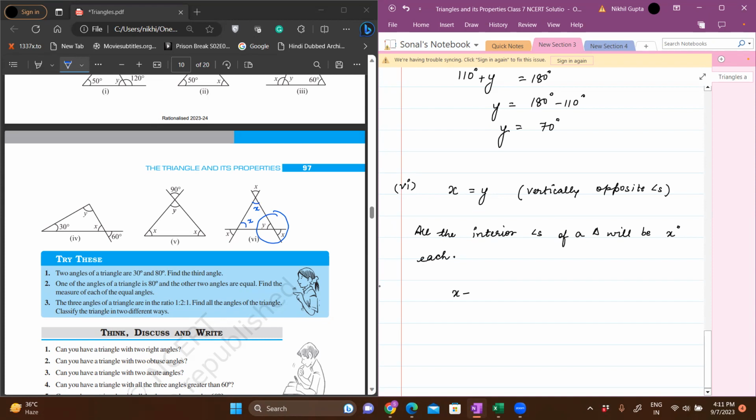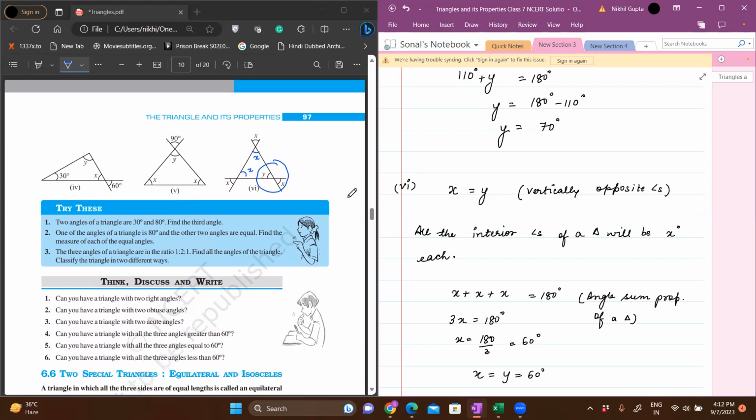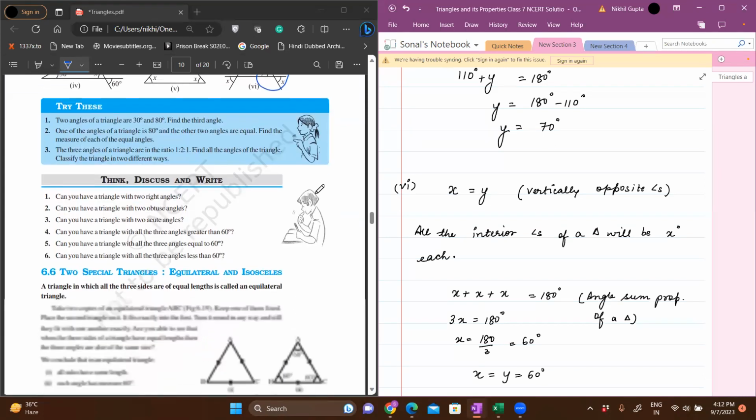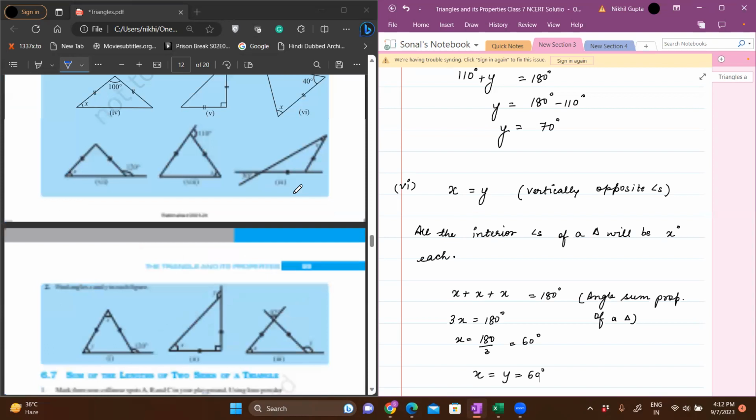We can say that x plus x plus x is equal to 180 degrees because of the angle sum property of a triangle. That is, 3x is equal to 180 degrees. x is equal to 180 divided by 3, which is 60 degrees. And ultimately, the values of y and x are the same, so y is also 60 degrees. We got the values of x as well as y here.